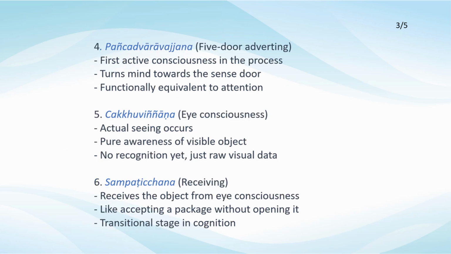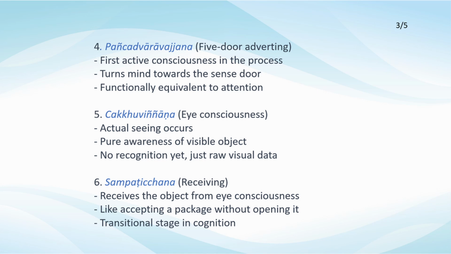Number 4, five-door adverting. This is the first active consciousness in the process. It turns the mind towards the sense door, functionally equivalent to attention. Number 5, eye consciousness. Actual seeing occurs. It is pure awareness of the visible object, no recognition yet, just raw visual data.